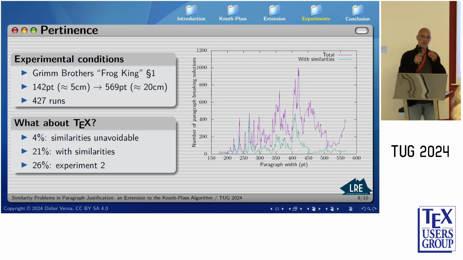Okay? So I did some computation on those statistics, and for this particular experiment, I found that in 4% of the cases, you cannot do without similarities. There are no solutions without similarities, so there is no choice. But I also found that in 21% of the cases, TEC will choose a solution with a similarity, at least one. This is a lot, okay? This is 1 paragraph out of 10. Okay, and for the second experiment, which I've yet to describe, this figure increases up to 26%.